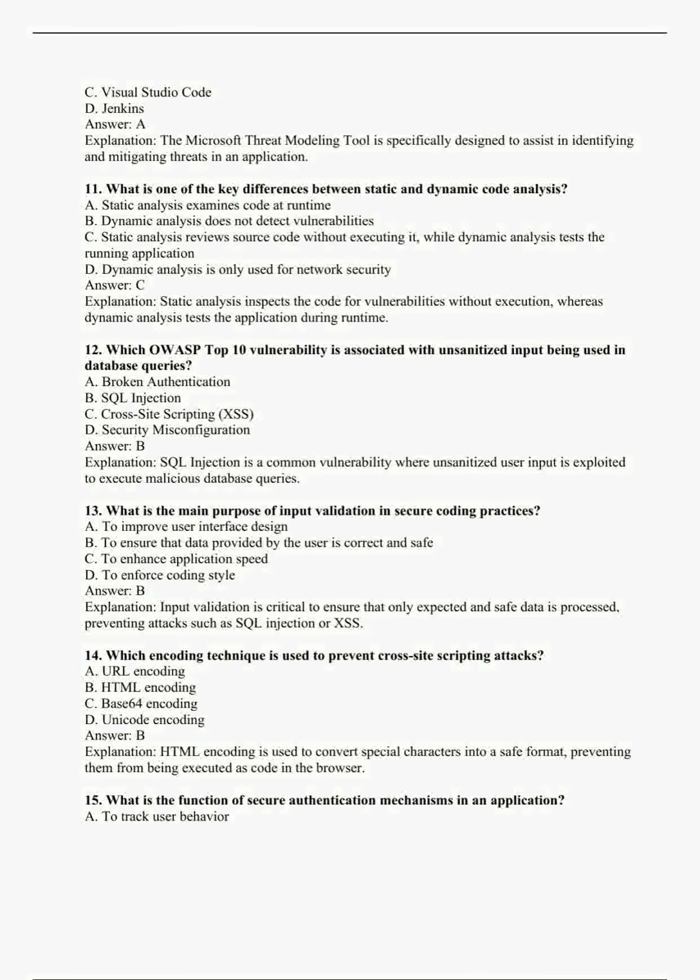11. What is one of the key differences between static and dynamic code analysis? A. Static analysis examines code at runtime. B. Dynamic analysis does not detect vulnerabilities. C. Static analysis reviews source code without executing it, while dynamic analysis tests the running application. D. Dynamic analysis is only used for network security. Answer: C. Explanation: Static analysis inspects the code for vulnerabilities without execution, whereas dynamic analysis tests the application during runtime.